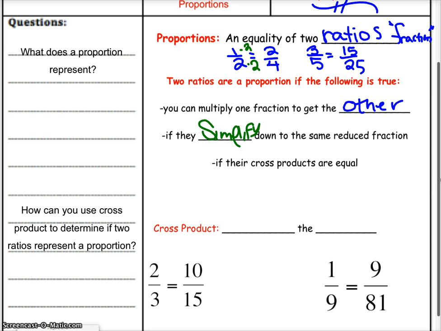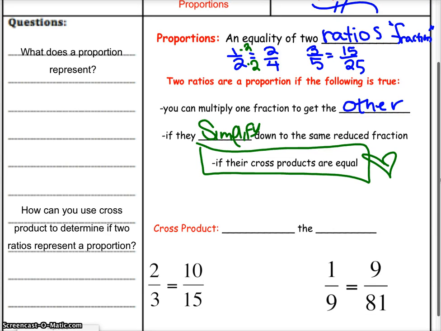And the doozy is this next one. This is the only one I want you to use. This is the 7th grade standard. If their cross product is equal, they are a proportion. That's how you need to verify if two fractions are a proportion. I don't want you to show me these simple ways. This is more elementary. I want you to use cross product. That's the big thing to use.